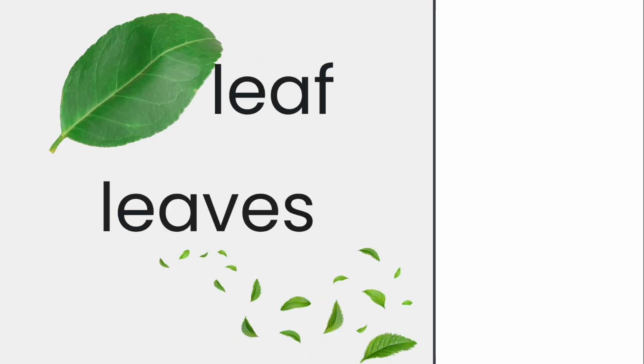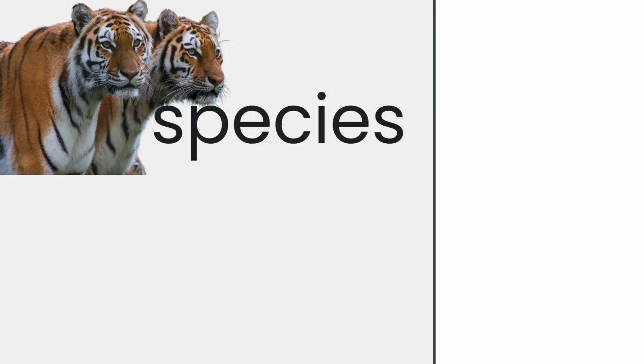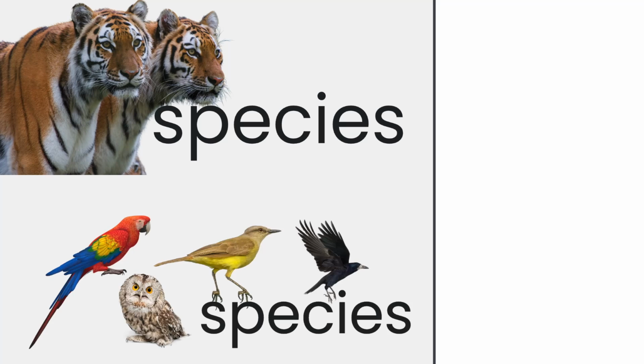How about leaf becomes leaves? You got it. This is F changes to VE. How about species? Species. Some words stay the same in their singular and plural. This is another example of no change or zero plurals.